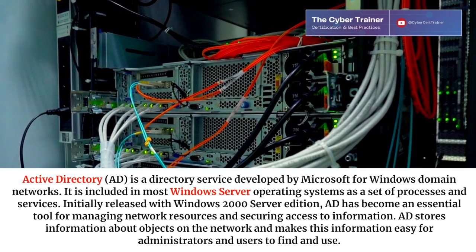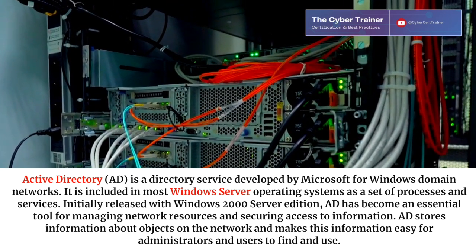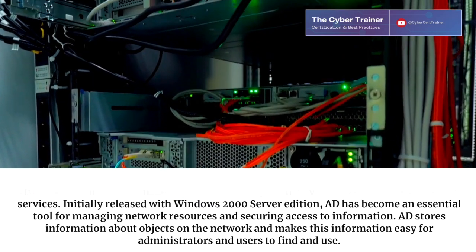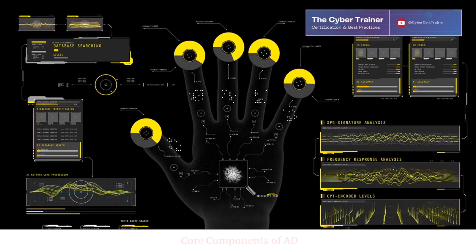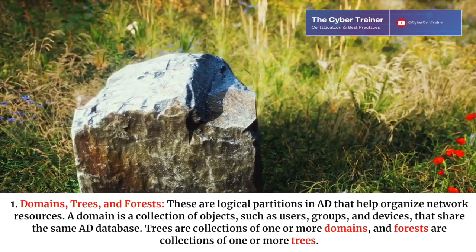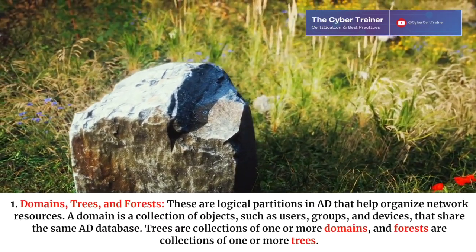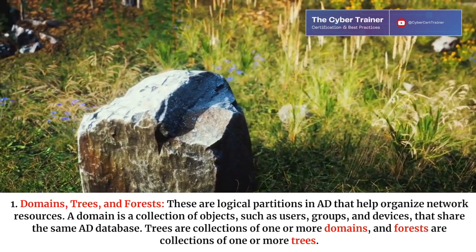to information. AD stores information about objects on the network and makes this information easy for administrators and users to find and use. Core components of AD. 1. Domains, trees, and forests. These are logical partitions in AD that help organize network resources.